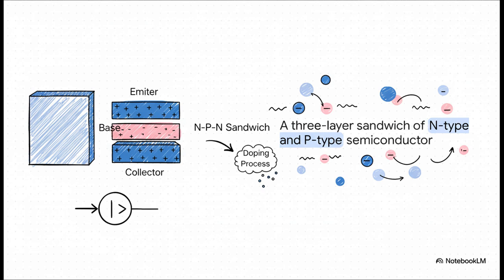Well, check this out. It starts as a simple block of a semiconductor, usually silicon. Then, through this process called doping, we create three very specific layers inside it. You get a heavily doped N-type layer we call the emitter, a super thin and lightly doped P-type layer called the base, and then a moderately doped N-type layer called the collector. It's this NPN sandwich structure that's the secret to the whole thing.